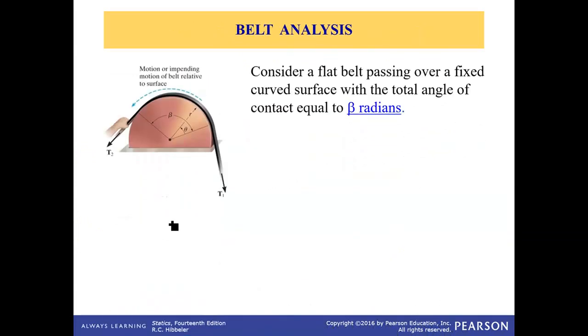this belt analysis concept. So consider a flat belt passing over a fixed curved surface with the total angle of contact equal to beta radians. Remember, this beta is in radians, not in degrees. If the angle is given in degrees, you need to convert it into radians by multiplying degrees with pi by 180. So 1 degree is pi by 180 radian. That's why 360 degrees is 2 pi radian, or 180 degrees is pi radian.